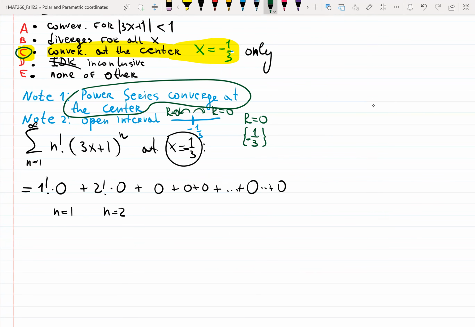So power series converge at the center. How come it doesn't go to infinity? So it's 0. So it gives you 0. 1 times 0 is 0. 2 factorial times 0 is 0. 3 factorial times 0 is 0. 4 factorial times 0 is 0. So it gives you 0. Even a million factorial is a huge number, but times 0 is 0. That's why.